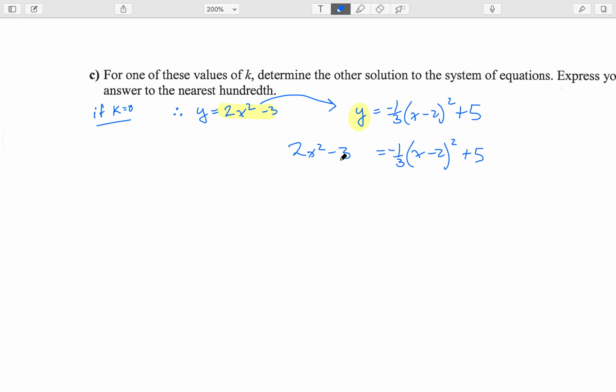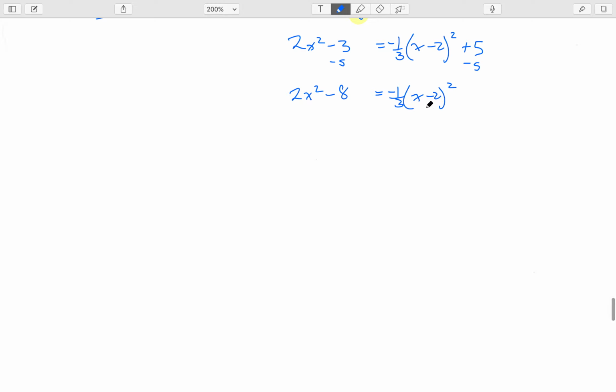Let's add on 5 to both sides. Add on 5? Sure. I'm just going to go plus 5, plus 5. That way it gets rid of this one. Or sorry, minus 5, minus 5, because I know it'll combine there. So here's what I get. 2x squared minus 8 is equal to negative a third, x minus 2 squared. Okay? That makes it a little bit smaller.